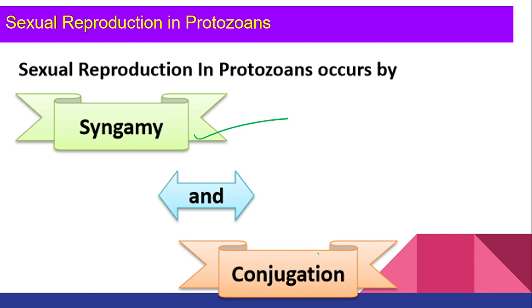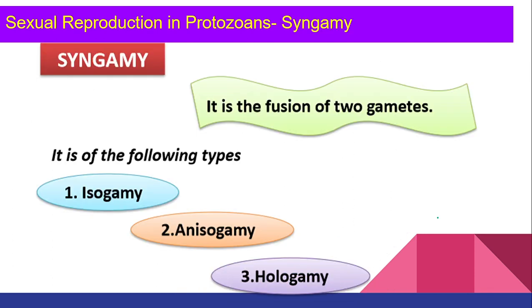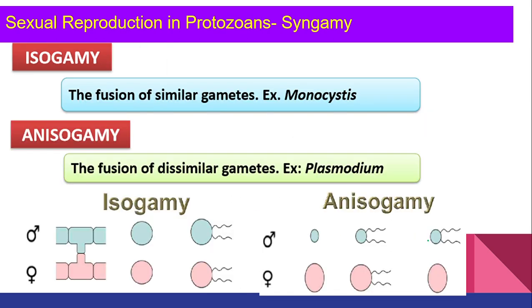Now, the sexual reproduction in protozoa occurs in two ways. One is syngamy, the other one is conjugation. When we talk about syngamy, it is nothing but the fusion of two gametes. Then what is fertilization? It is fusion of male and female gamete, right? So here syngamy is nothing but the fusion of two gametes. It is of three types: isogamy, anisogamy, hologamy.